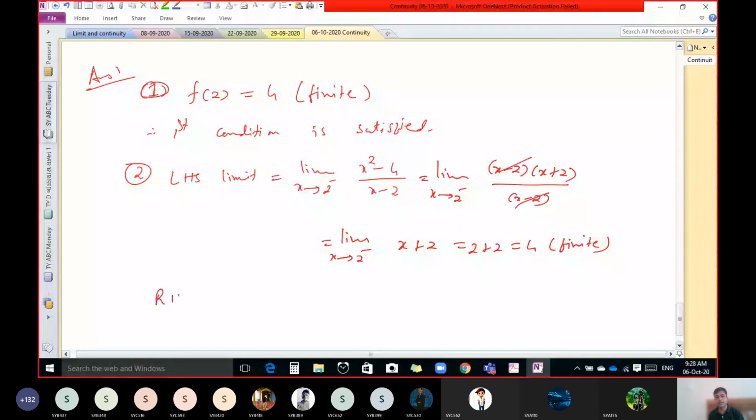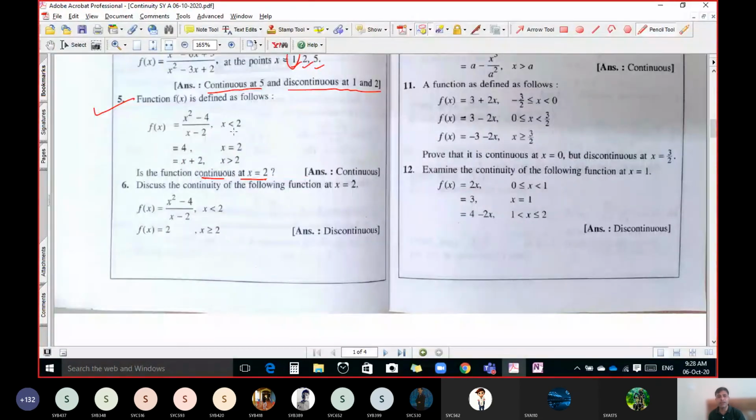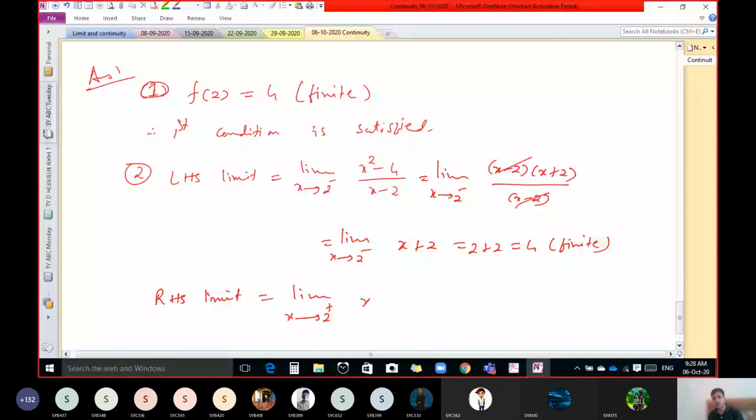Now the right hand side limit. Right hand side limit means limit x tends to 2 plus. 2 plus means more than 2. Tell me, when x is more than 2, what is the value of the function? x plus 2. Correct. x plus 2.